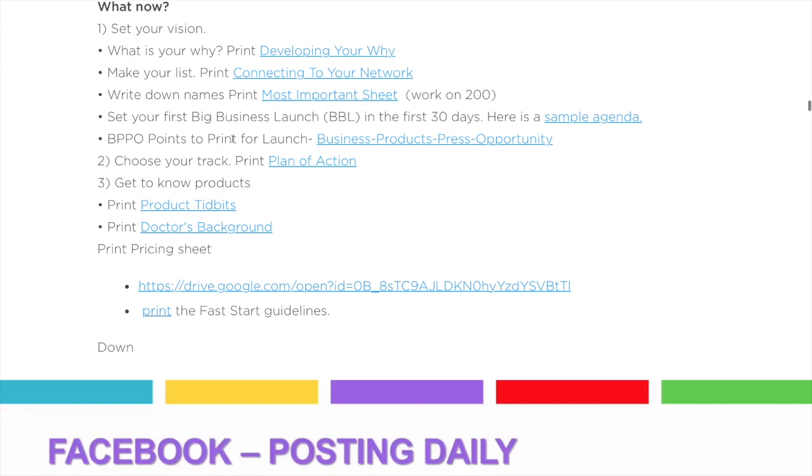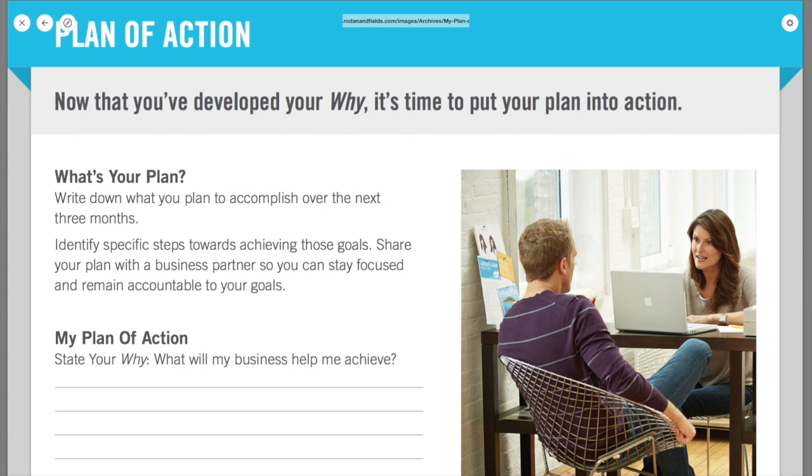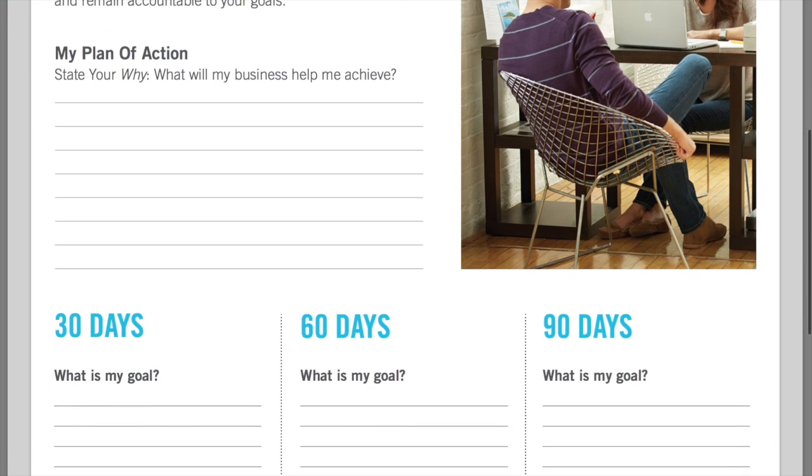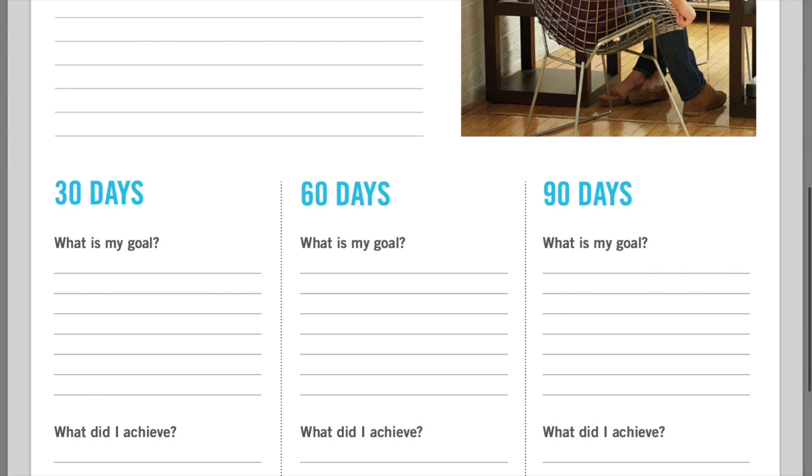Next, if you want to click here, you go to your plan of action. So this is great too. This is great to print out and kind of keep on hand. Your 30-day goal, your 60-day goal, and your 90-day goal. So right away, when you first start with our new incentives, you definitely want to get on that 30-day goal of trying to hit level 2 before your 60 days.